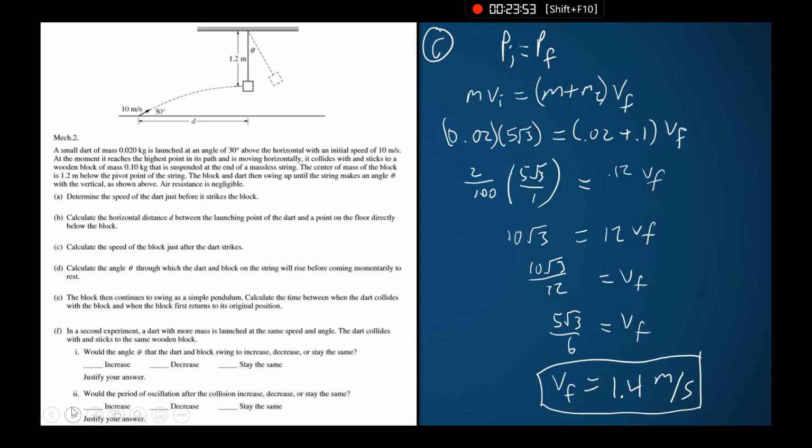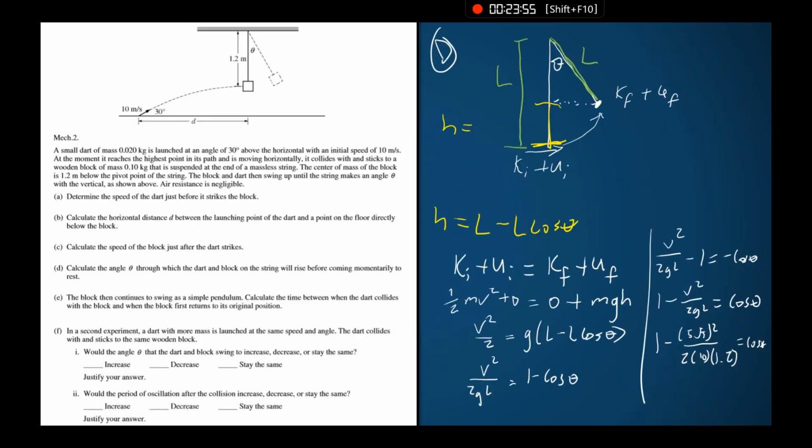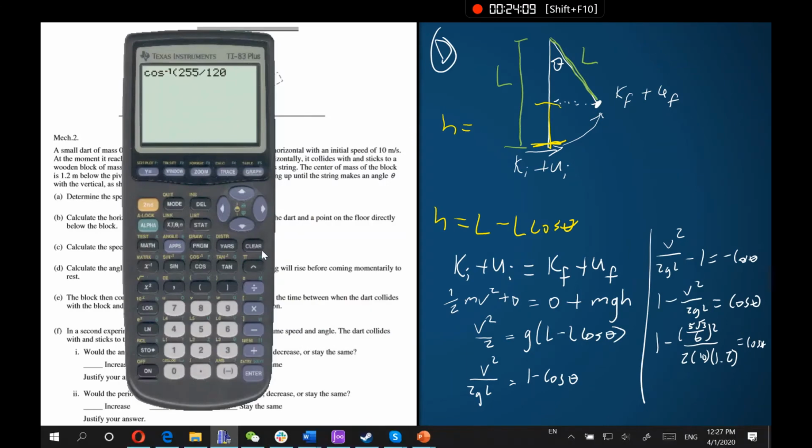You're right. Okay, so this is the velocity of both, not just the velocity of the dart. Awesome, thanks. So this will be 5 root 3 over 6. Okay, that's what I was missing the first time. So this will be 1 minus (5 root 3 over 6) squared over 20 times 1.2. Okay, and that's in range.